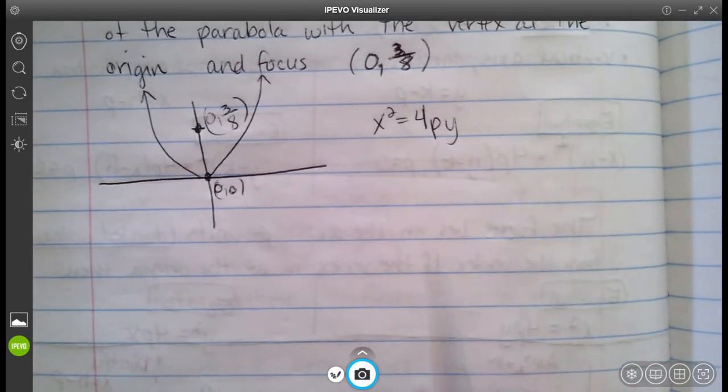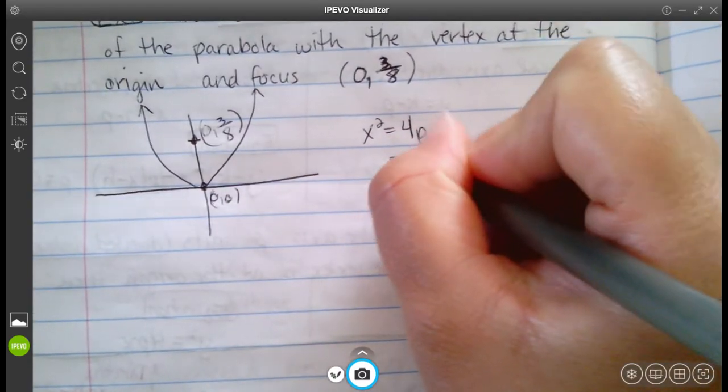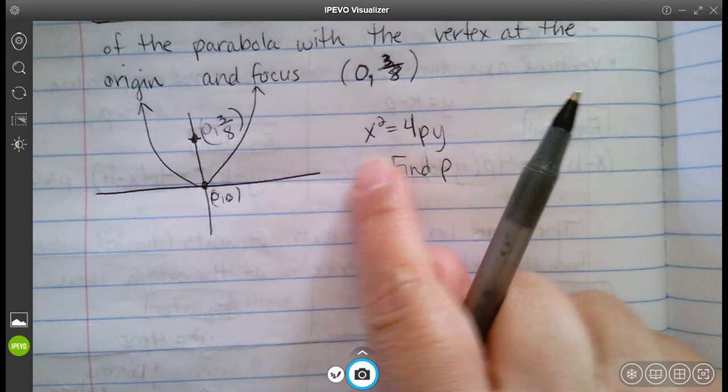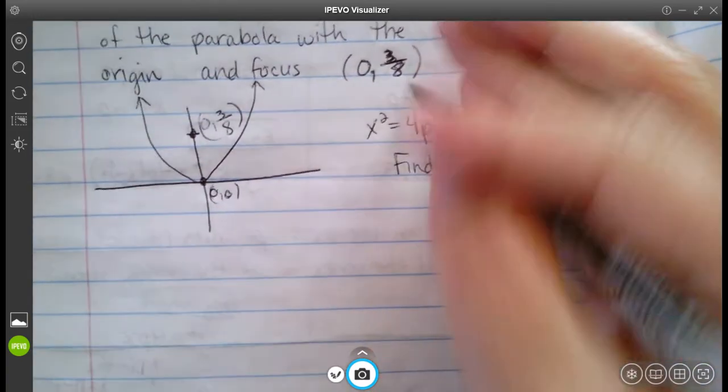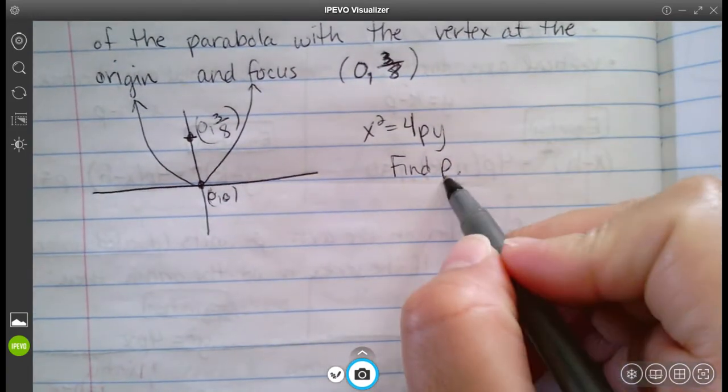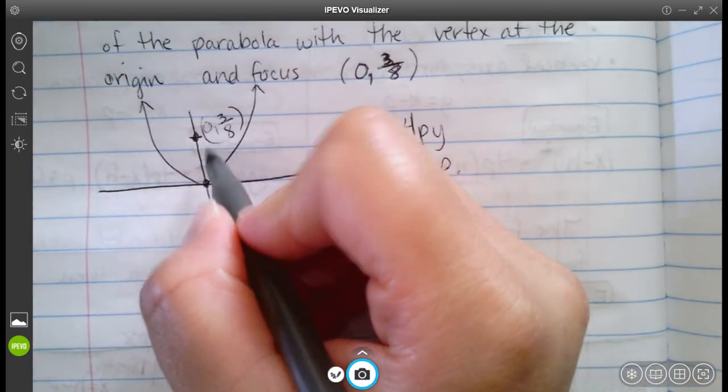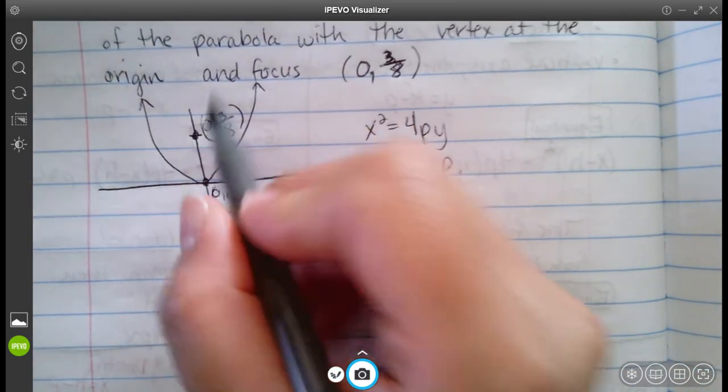And all I really have to find is p because I don't know what p is. If I have x and y, then we're good, but I need to find p. So how am I going to do that? Well, p is the directed distance between the vertex and the focus.